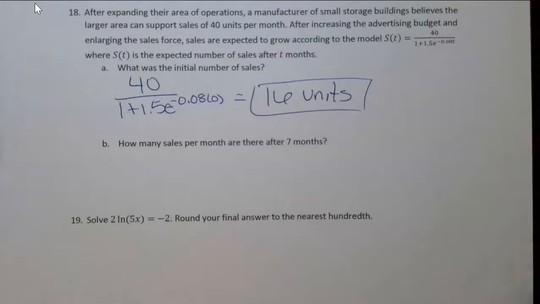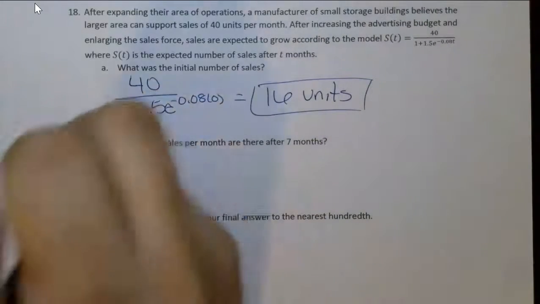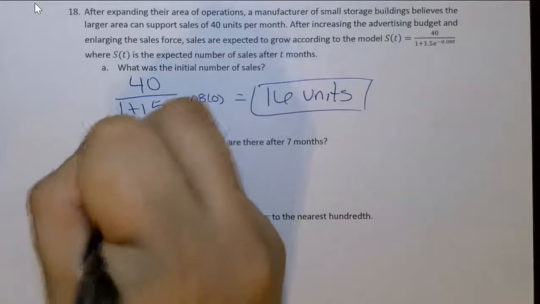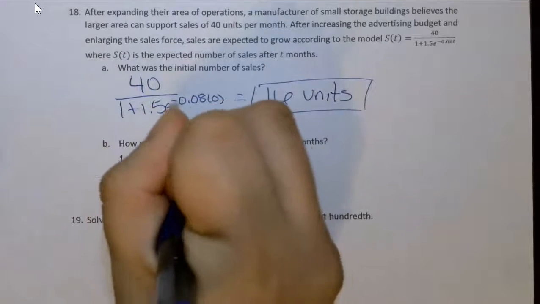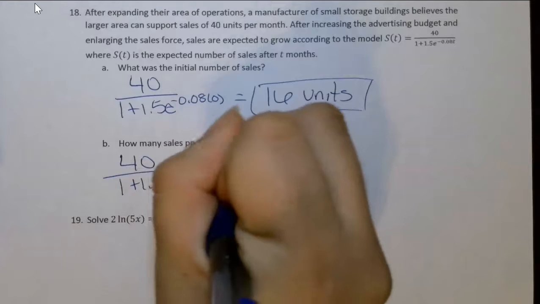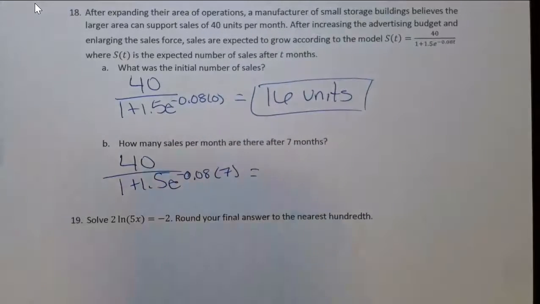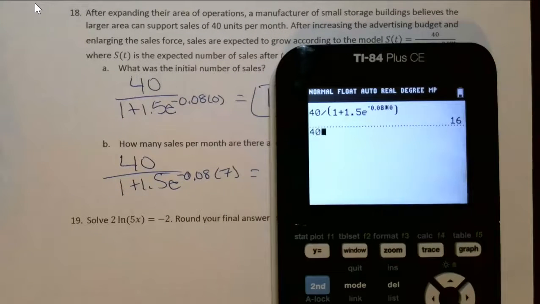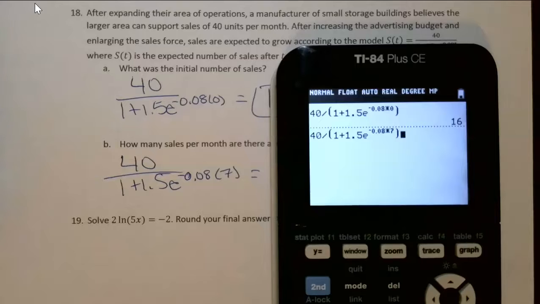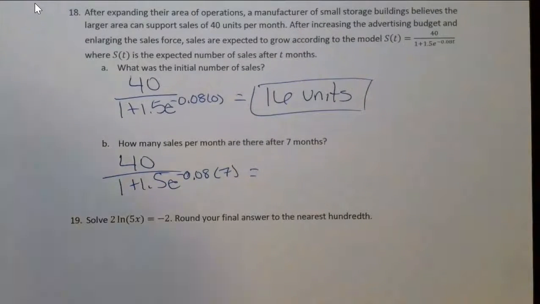Okay, and then it wants to know how many after 7 months, so this time I'm going to plug in 7 for t. So I have 40 over the 1 plus 1.5 e to the negative 0.08 times 7. I'm going to type that into the calculator. And this one gives me 21.5, so I'll round up to 22.